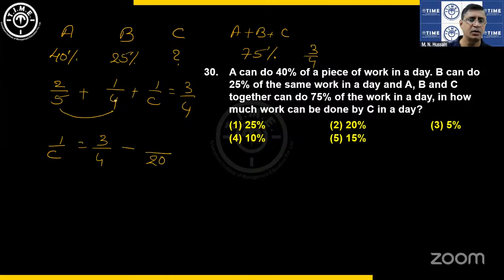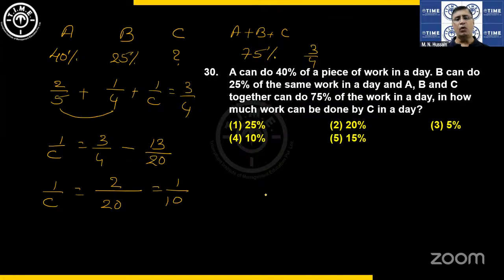LCM 20. So 4 into 2, 8 plus 5, that is 13. 1 by C is equal to 20 is the LCM. 5 into 3, 15 minus 13, that is 2 by 20. 2 by 20 means 1 by 10. 1 by 10th part of the work means what is the percentage? 1 by 10 into 100, that is 10%. Answer choice 4. Choice 4 is the right option.